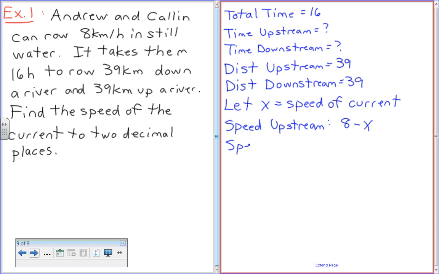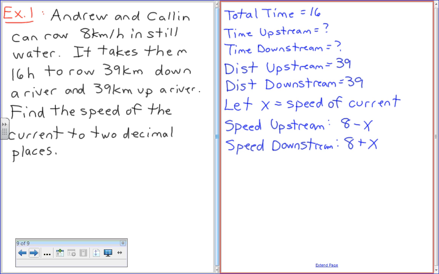So all I'm trying to do here is sort of list out all my givens. That's all I'm basically doing. Okay, so I have my total time is 16, my time upstream, my time downstream, my distance, my speed, and all sorts of things. Okay? The way I'm going to do this is I'm going to use that V equals D over T thing, if I can.